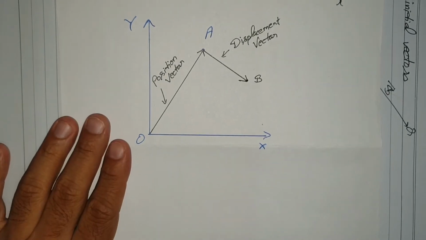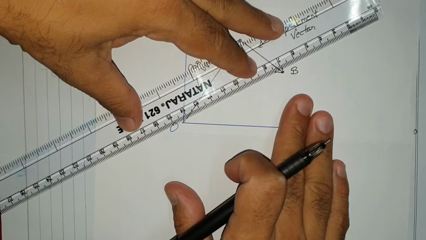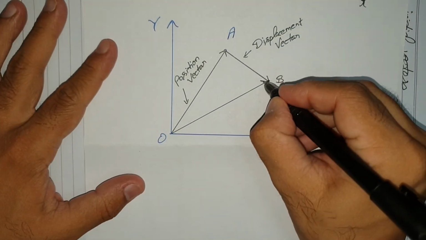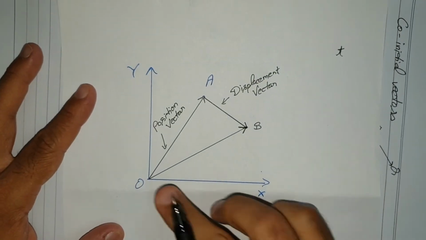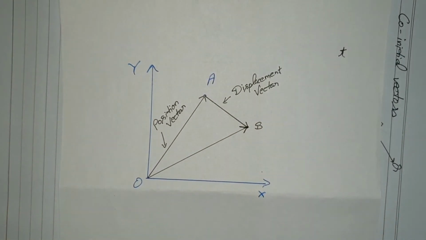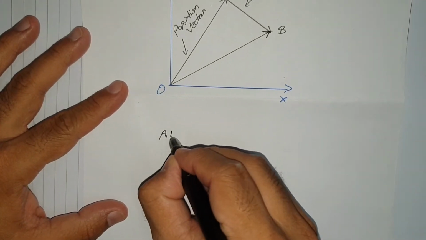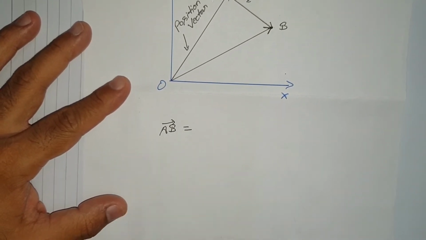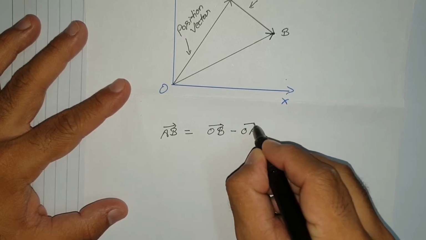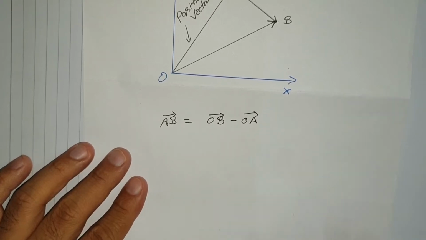Now, the position vector of B, taking O as the origin, will be like this. Hence OA is the position vector of A, OB is the position vector of B and AB is the displacement vector. You should memorize this: the displacement vector AB is given as OB minus OA, that is, the position vector of B minus the position vector of A.